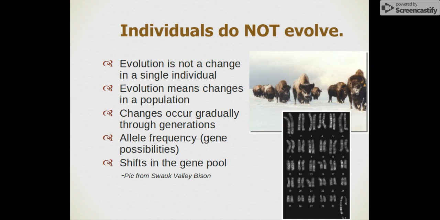So individual organisms don't change. We get changes within the population as a whole. So the group of individuals of that species are all changing together. And so we get a change in the population. It's gradual. And what we're seeing is a change in allele frequency. So the gene pool, the alleles that we see, those that are most common, are changing. So certain alleles are becoming more common, other alleles are becoming less common.